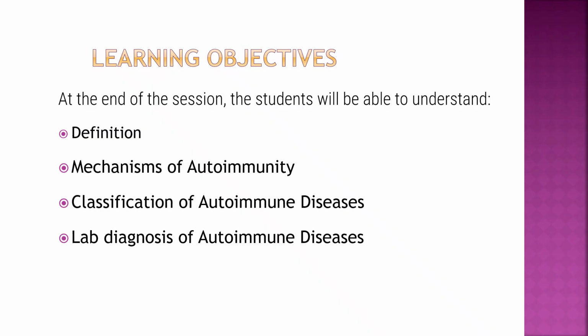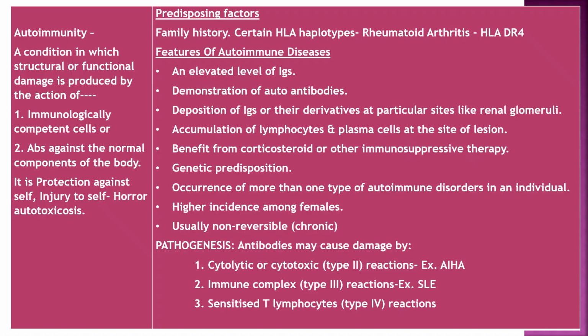Learning objectives are definition, mechanism of autoimmunity, classification of autoimmune diseases, and lab diagnosis. Autoimmunity is a condition in which structural or functional damage is produced by the action of first, immunologically competent cells, or second, antibodies against the normal components of the body. So it is protection against self, injury to self, also called horror autotoxicosis.